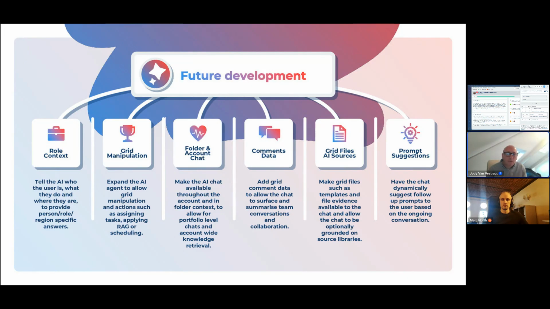And then something we've touched on quite a few times is the grid files and AI sources. So this is the idea, in the same way when you saw me going into the element and telling it which sources it can use for content gen, in the chat in a grid, you would say, I want this chat to have access to these source libraries, but possibly more importantly, I want the grid to have access to any files which have been uploaded in this grid.